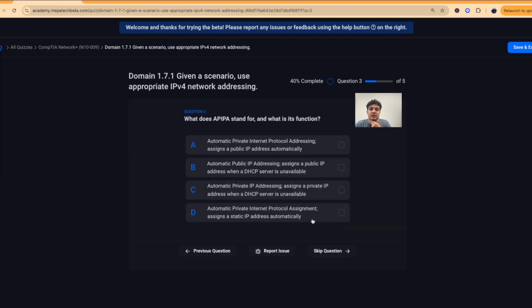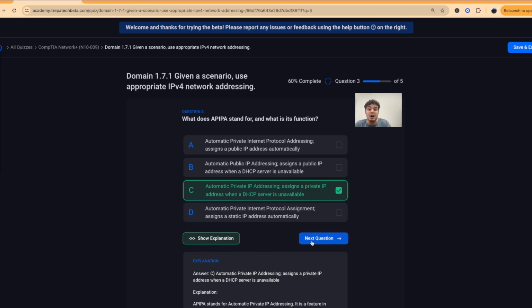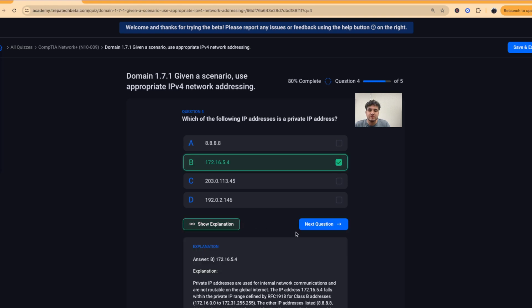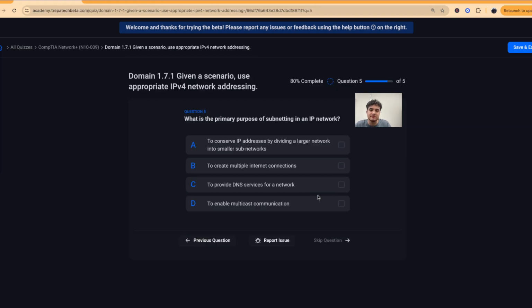Question 3. What does APIPA stand for and what is its function? So that's going to be Automatic Private IP Addressing, and it assigns a private IP address when a DHCP server is unavailable or is exhausted or just not working, right? Question 4. Which of the following IP addresses is a private IP address? So that is going to be B. That is in the Class B private IP address range.